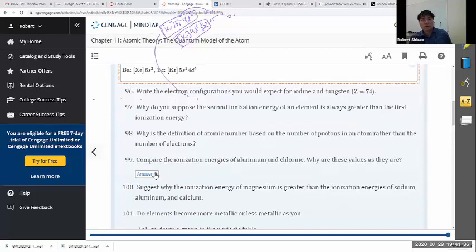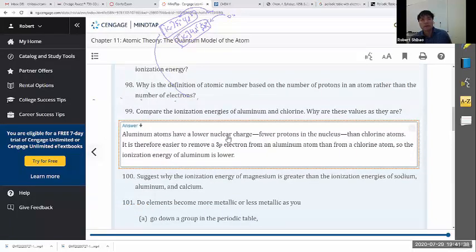Let's see how they explain it. Aluminum ions have a lower nuclear charge, fewer protons in the nucleus than chlorine atoms. It is therefore easier to remove a 3p electron from an aluminum atom than from a chlorine atom. So the ionization energy of aluminum is lower. This is a good explanation.